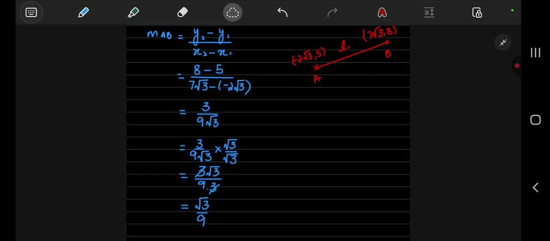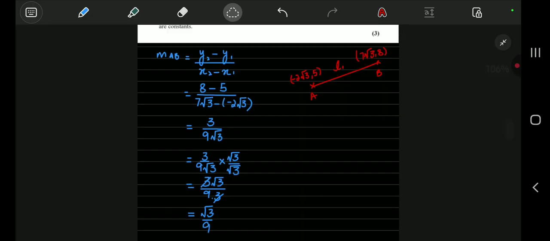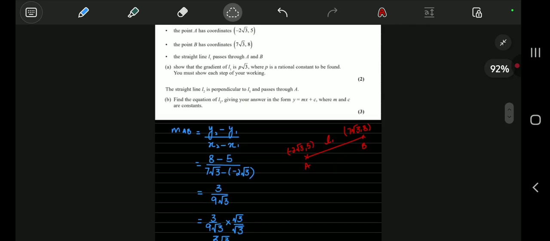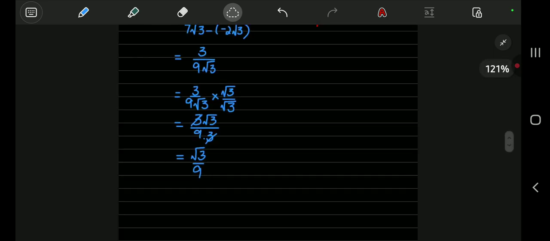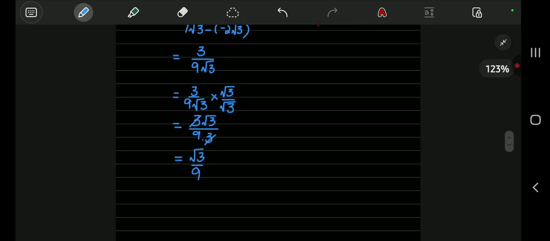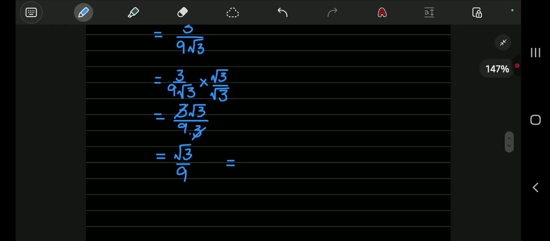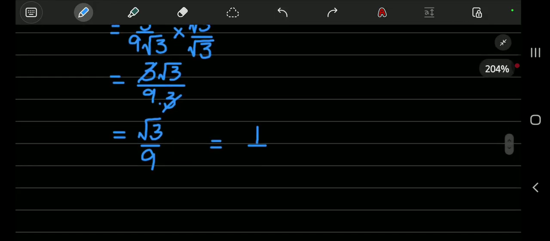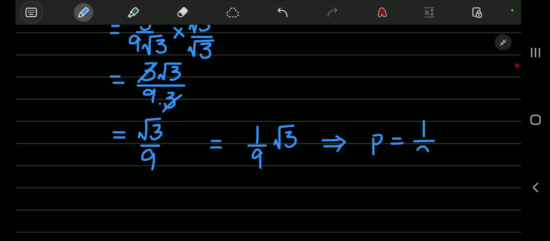They said it to be in some particular form. Let's see if that is the same. They said your gradient should be in P root 3 form. That needs to be found. So P root 3 means it is 1 over 9 times root 3. That means this implies your P is 1 over 9.